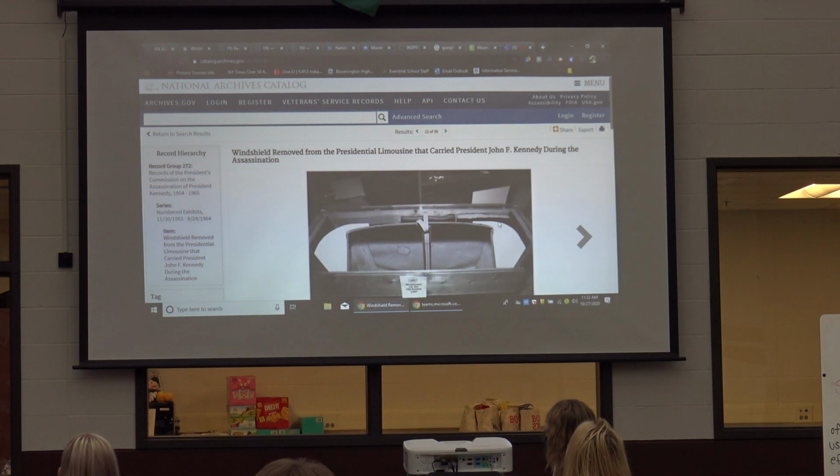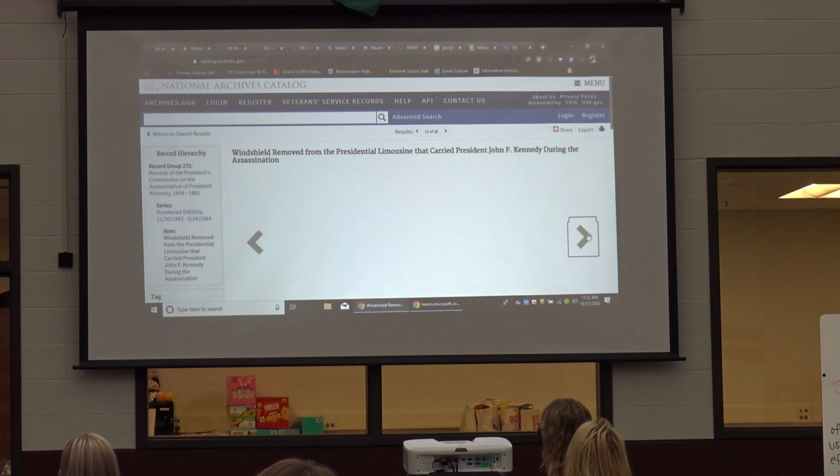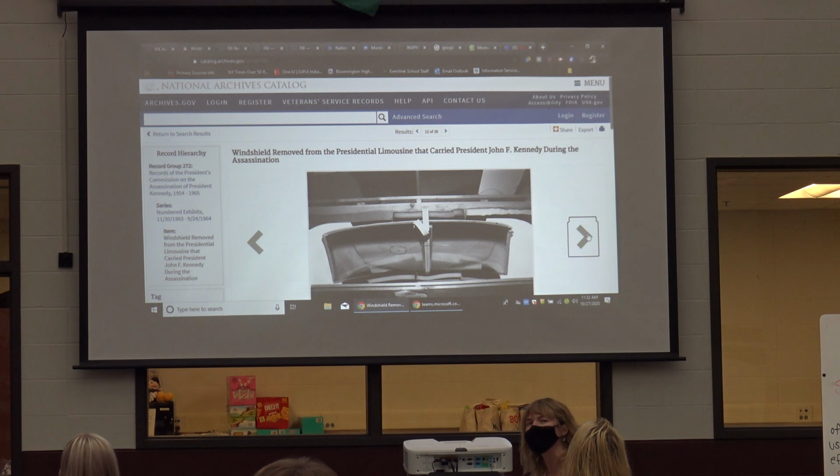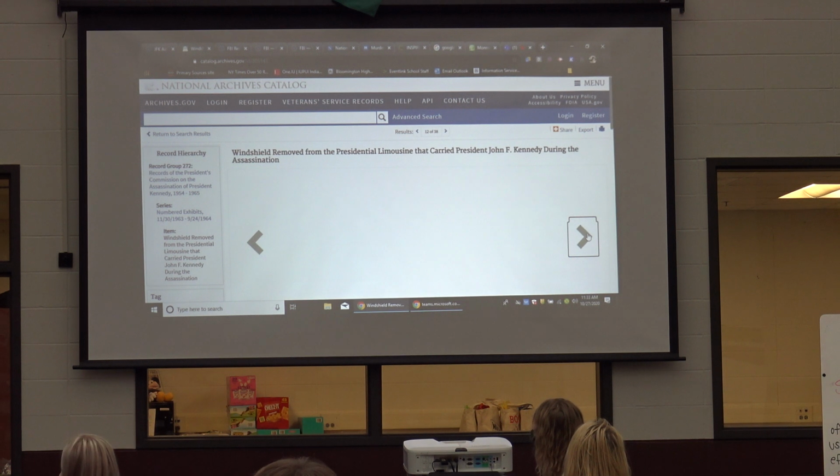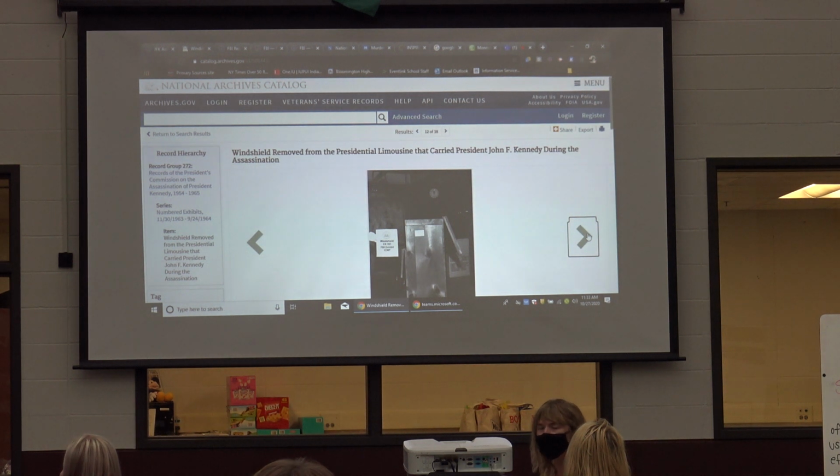You can go and see the windshield that was removed from President Kennedy's car when he was shot. I mean, how amazing that somebody would even think that 60 years later, a group of kids in Indiana would be able to see the windshield of an assassinated president. That's what's so amazing about digitized artifacts, is that you can really get up close to something that, in any other generation, we wouldn't have known anything about.